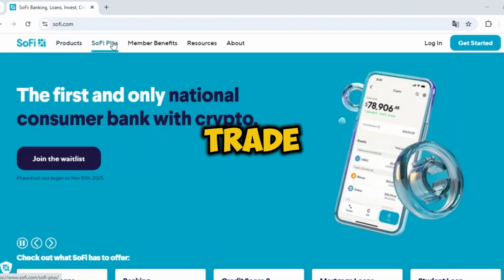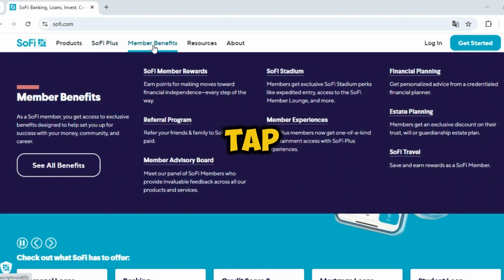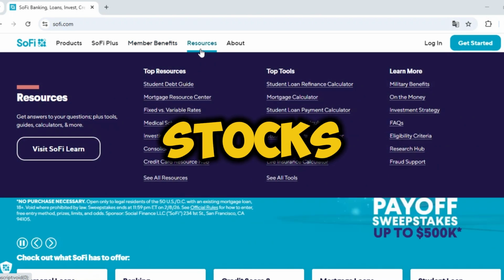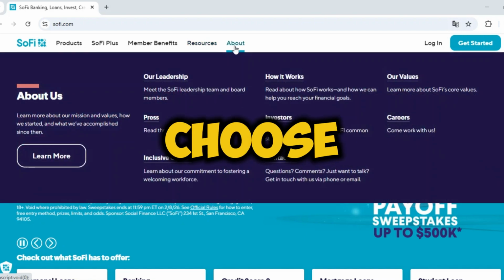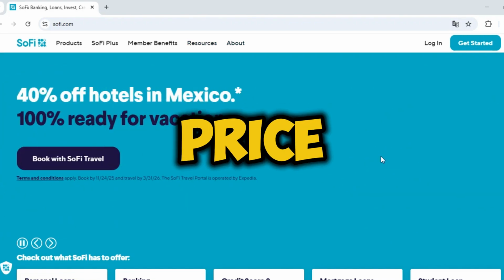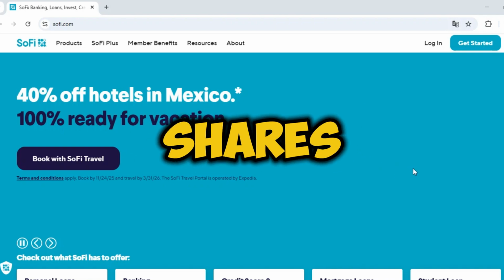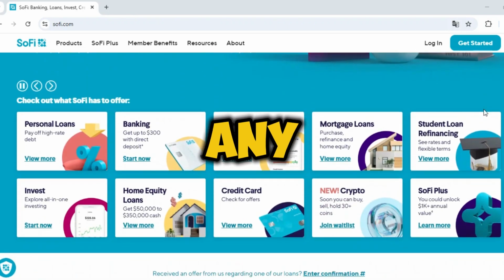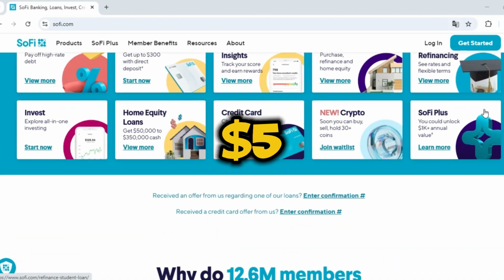Here's the simple way to trade. Open the SoFi app and tap the Invest tab. Use the search bar to find a stock by name or ticker symbol. Once on the stocks page, tap Trade. Choose between a market order, which buys immediately, or a limit order. Set your price, enter the amount in dollars or shares, review, and swipe to submit. You can buy fractional shares of any stock on their platform with as little as $5.